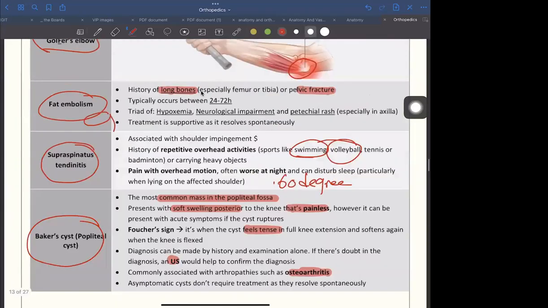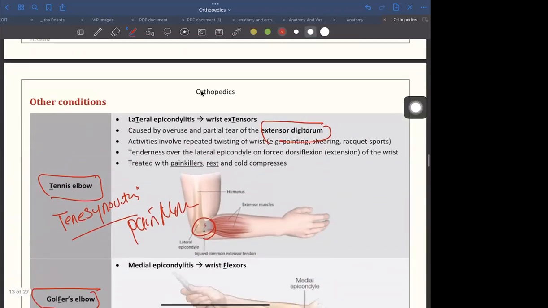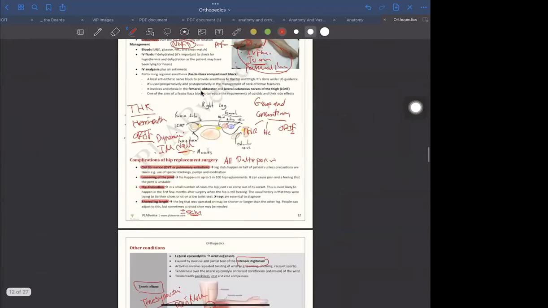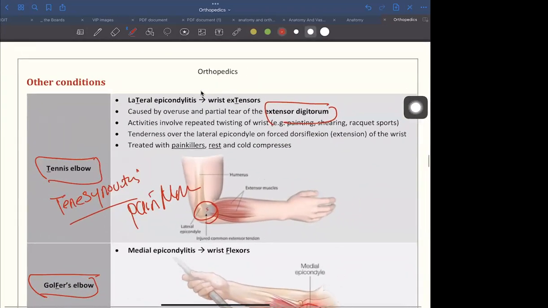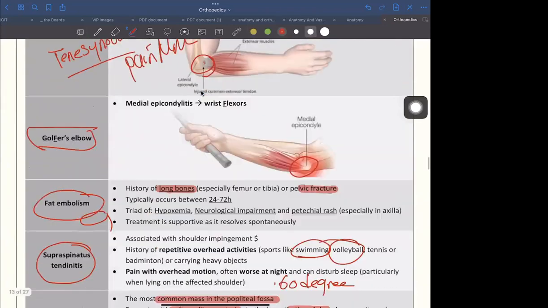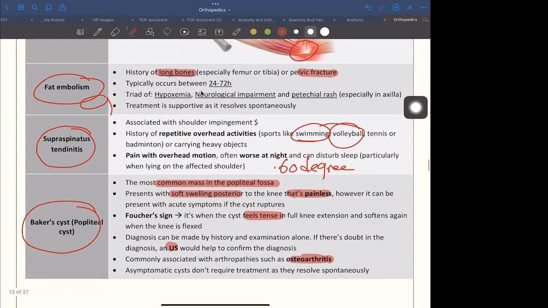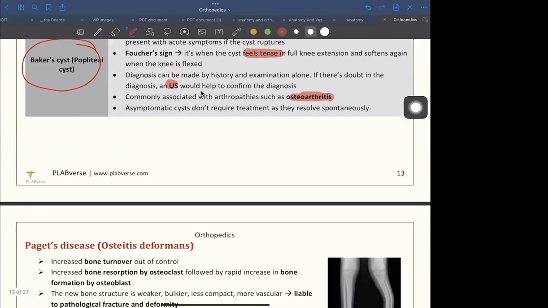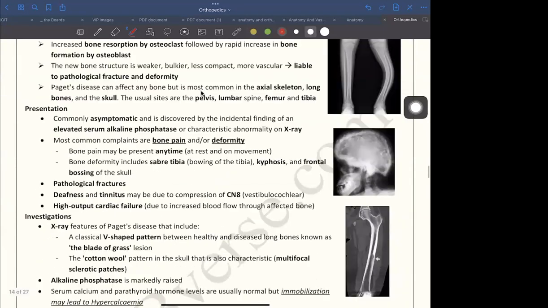All right. So we discussed here the other conditions. We discussed the neck of femur fracture, and we mentioned the treatment and the protocol for its management in the UK according to the NICE guidelines. Then we mentioned tennis elbow and its complete opposite, golfer's elbow, fat embolism, supraspinatus tendinitis, and Baker's cyst. Ultrasound is diagnostic for Baker's cyst. The commonest site is the popliteal fossa, and osteoarthritis is common. Surgical treatment is the best.